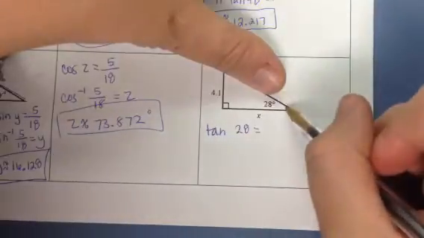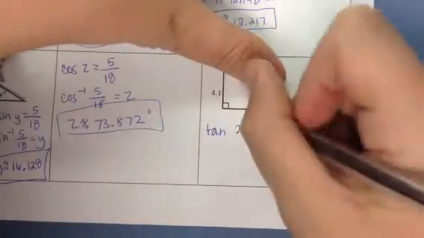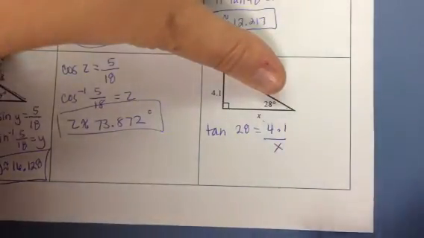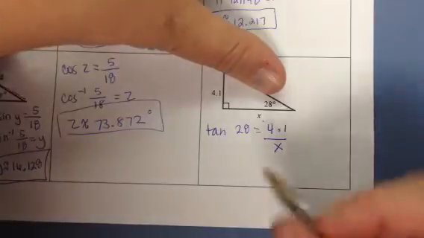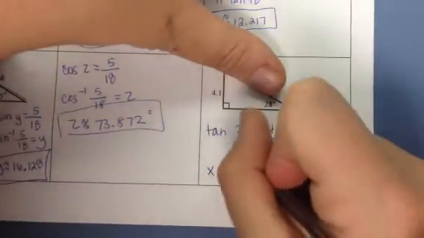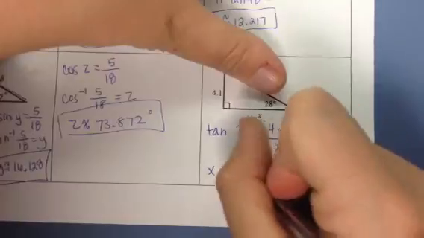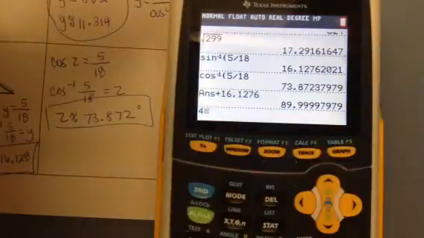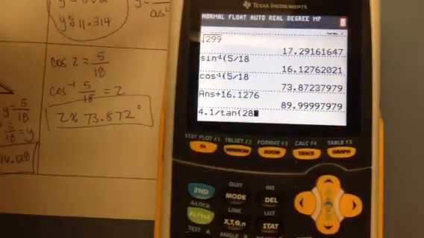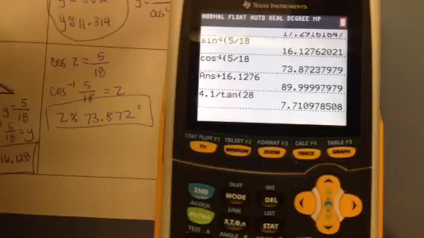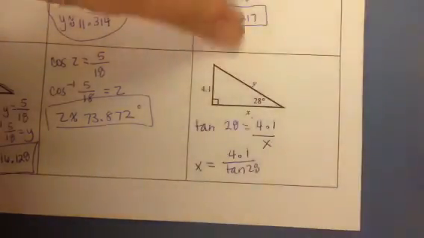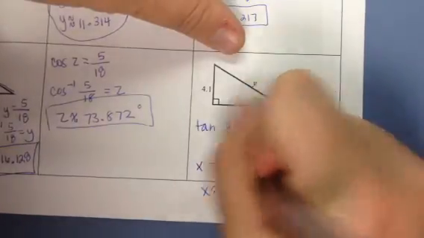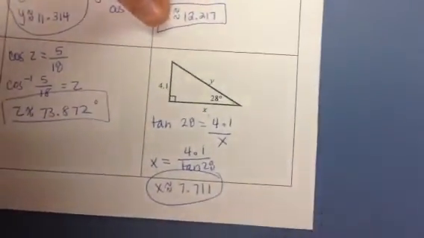Wait, nope, sorry. Tangent is opposite over adjacent. So 4.1 over x. Opposite over adjacent. So now I would rewrite this as x equals the 4.1 divided by the tangent of 28. And when we do that, 4.1 divided by the tangent of 28, I get about 7.711. So x is approximately 7.711.